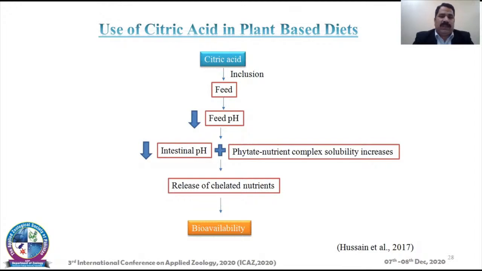In this diagram you can see that when we add citric acid in fish feed, it will lower the pH of the fish feed, which resultingly will decrease the intestinal pH. When intestinal pH is decreased, the efficiency of the phytase enzyme will be increased, and both phytase and citric acid will break down the chelated complexes of the nutrients. Resultingly, they will increase the bioavailability of the nutrients, and ultimately, we will have a good production of fish.